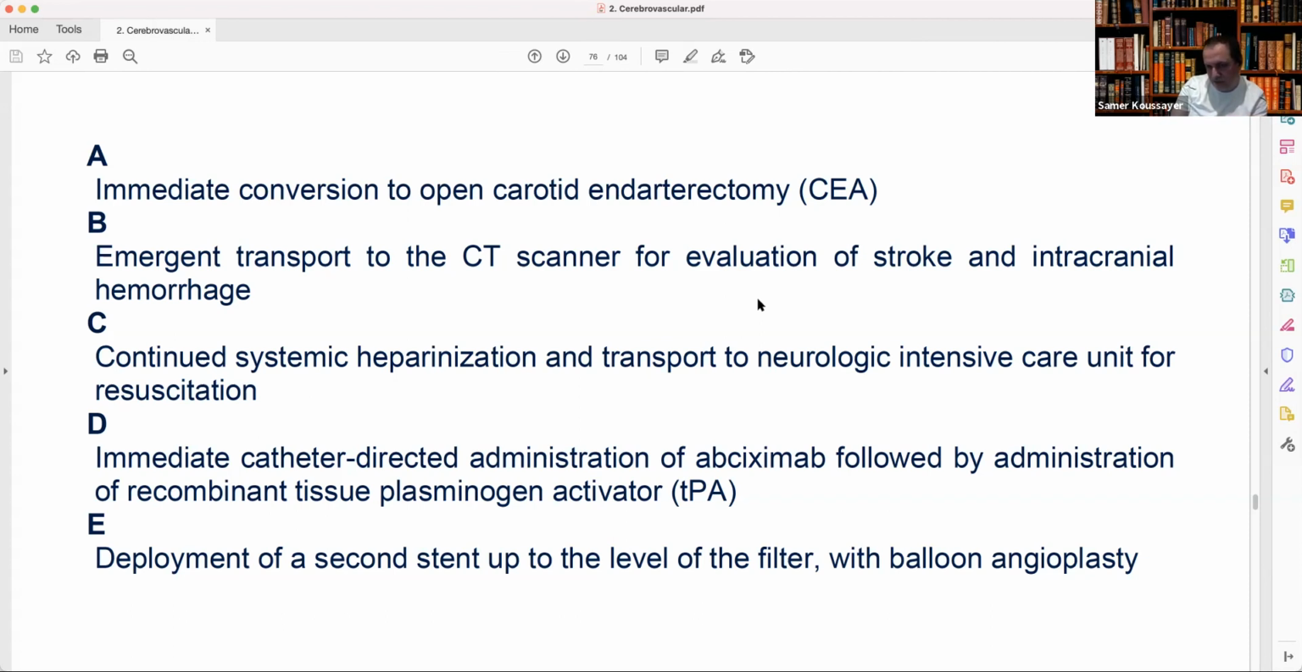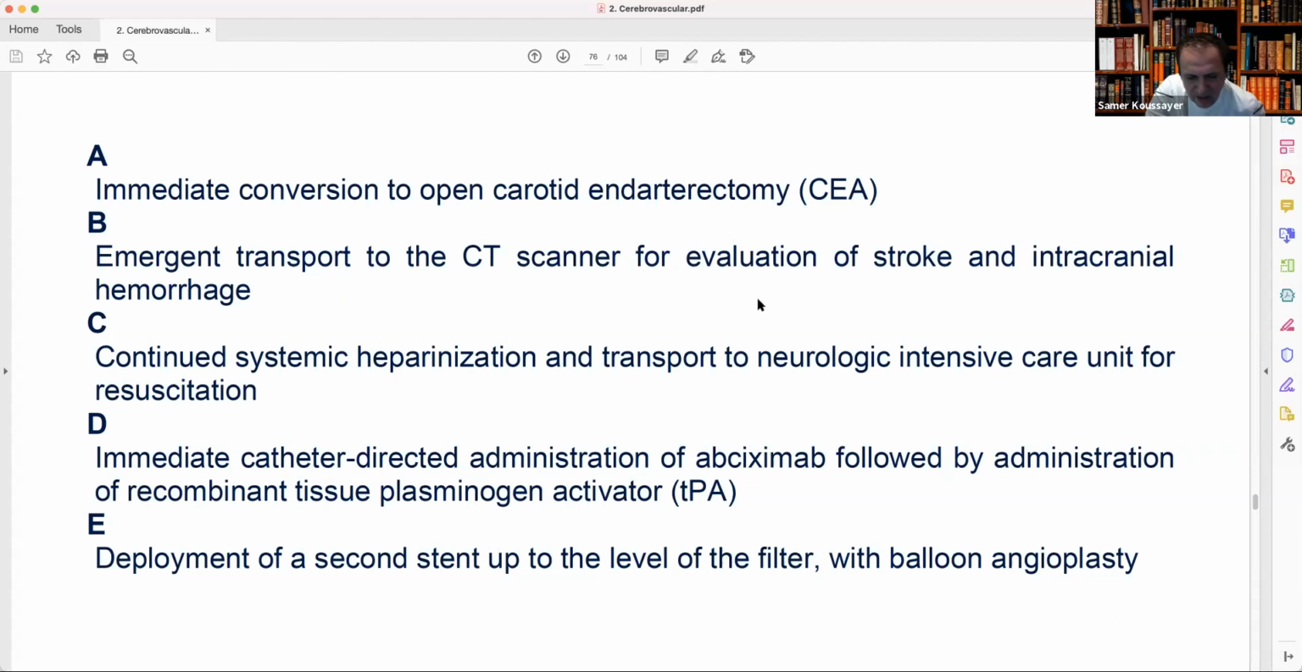Or with the other filters, like the spider filter or anything, the filter is attached to the wire. So when you remove the filter, you're going to remove the wire. And then after you do an angiogram, you find you have a dissection or problem, then it's very hard to get the wire back, you know.